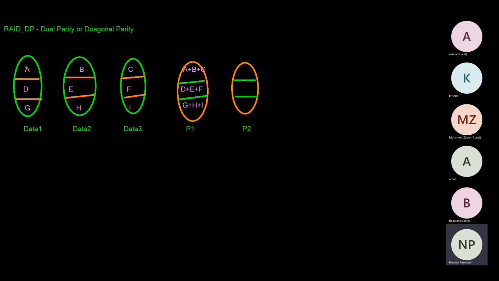But when it comes to the second parity, as I told you, we'll call it a diagonal parity, right? DP means either we'll call it a dual parity or diagonal parity. So here, in the second parity, it will do the diagonal calculations. That means it will do it like this.